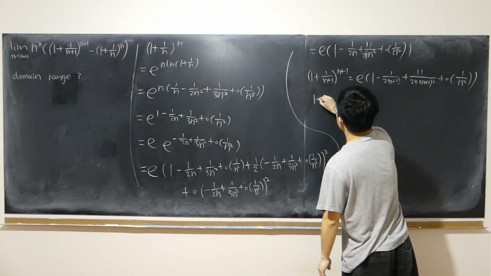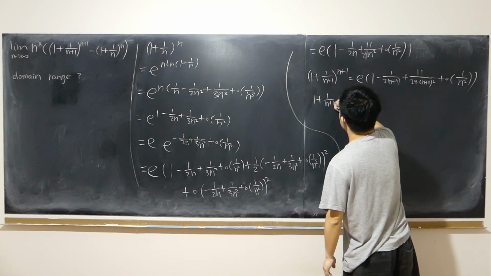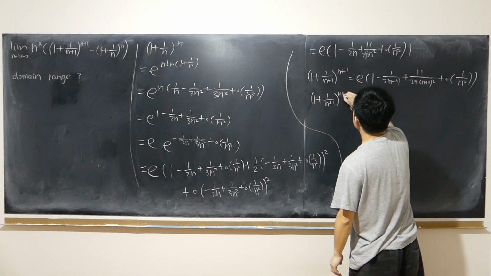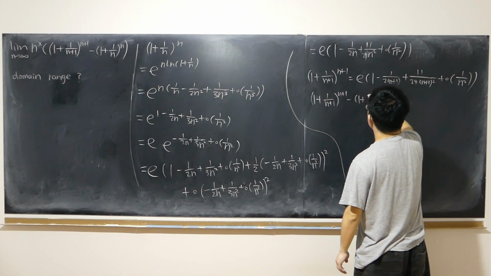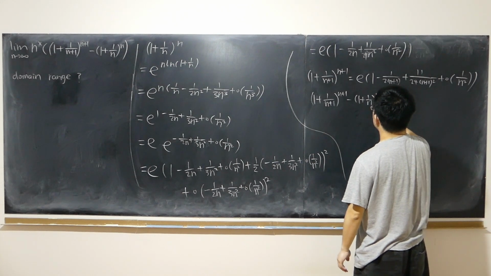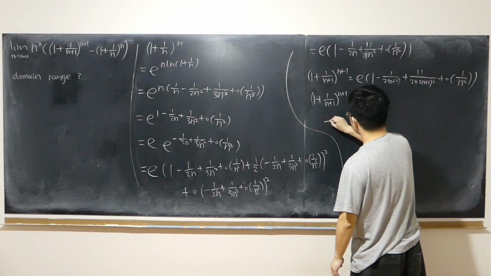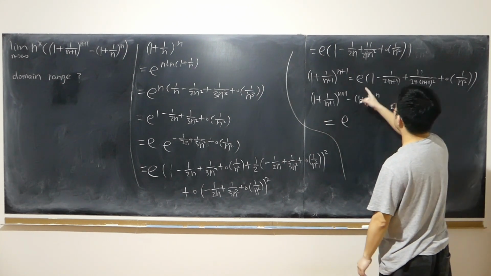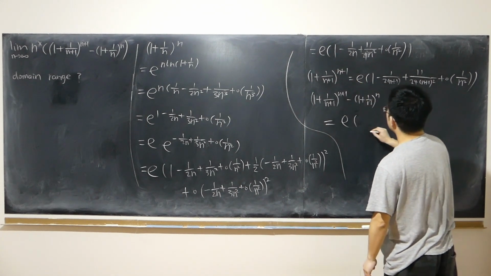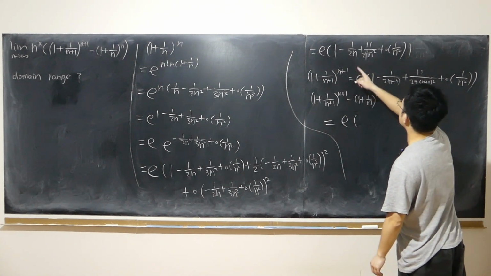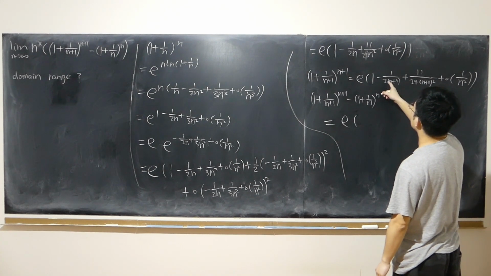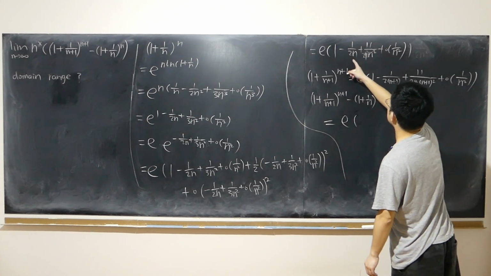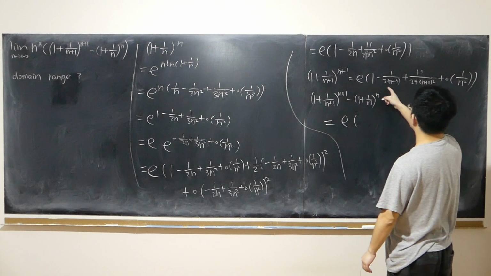So 1 plus 1 over n plus 1, minus 1 plus 1 over n, to the power of n, now becomes e, right? Extract it out. 1 minus 1 gone. So this minus that becomes this. This becomes positive, right? Minus this term.